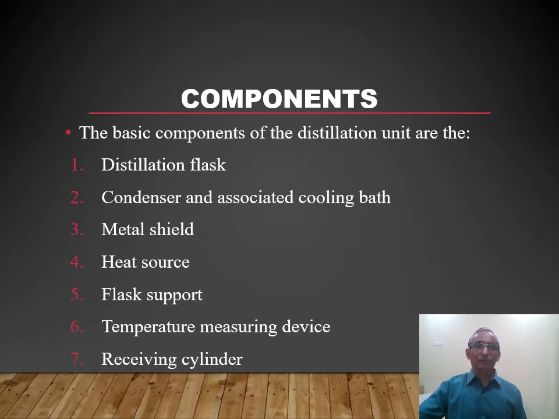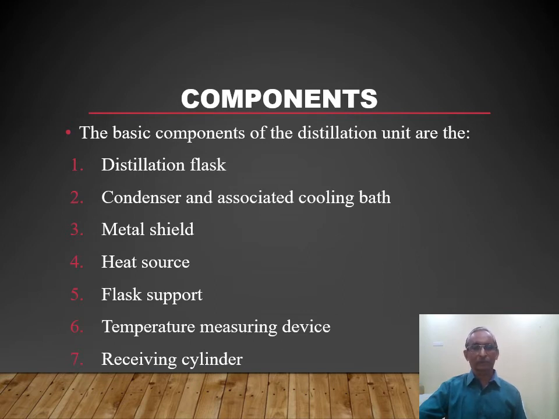This particular apparatus consists of the distillation flask, the way I have told you, the condenser and associated cooling bath, and a metal shield. The associated cooling bath consists of the condenser tube. I forgot to tell you that the condenser tube is made of brass. Sometimes the manufacturer gives a stainless steel tube in place of brass. You can reject it, because depending upon the conductivity, ASTM suggested that you use only the brass condenser tube through which you pass your vapors.